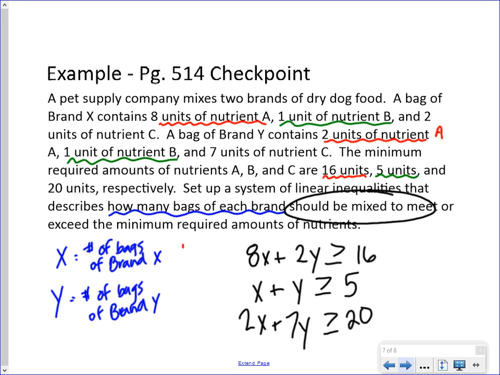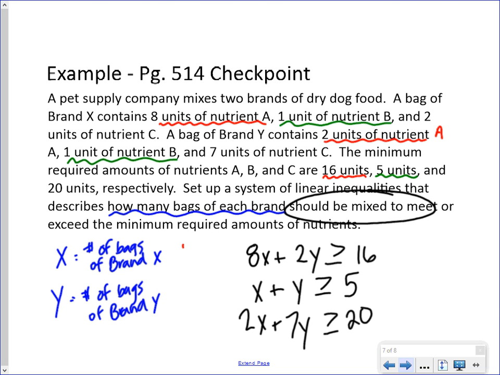Can you have more than 16 nutrient A? Sure. If I buy 100 bags, will I have enough of each? I'm going to have way more than enough, but I probably don't need 100 bags of dry mixed food. So tomorrow we're going to look at the optimal number of bags I should buy to meet all the requirements and save the most amount of money. That's what linear programming does.